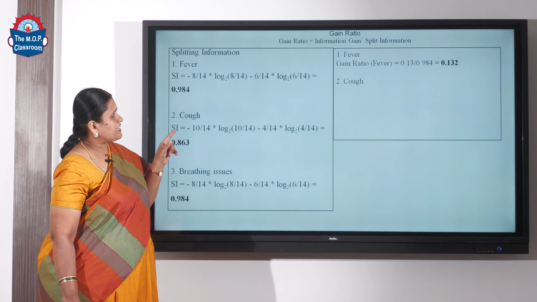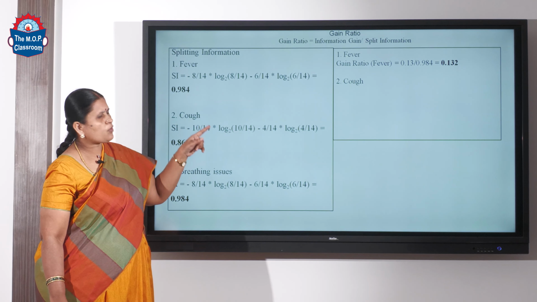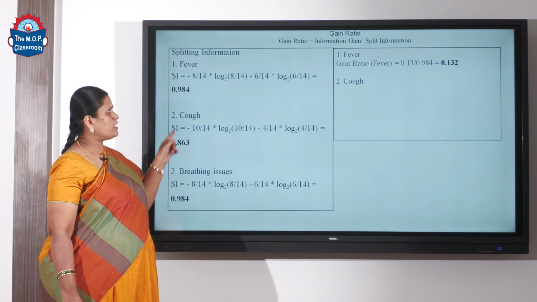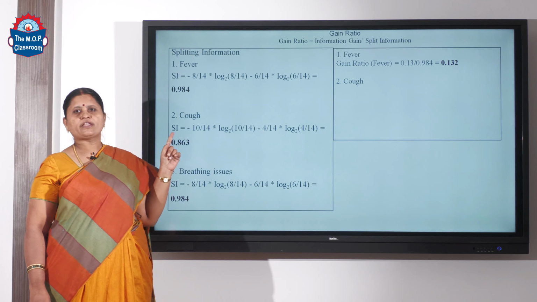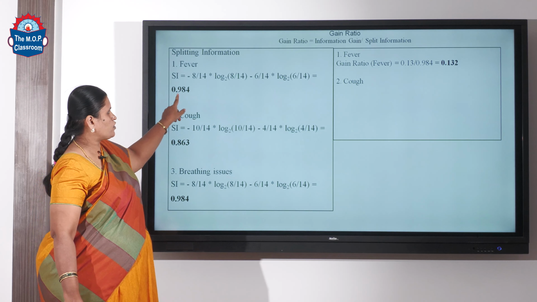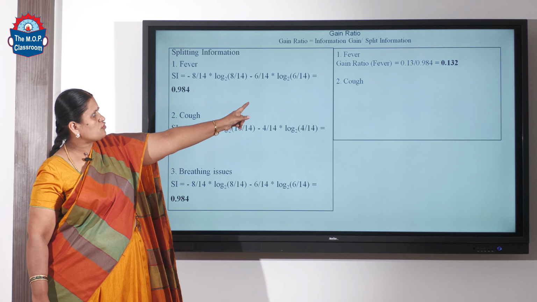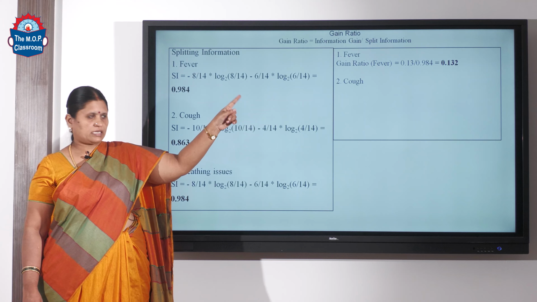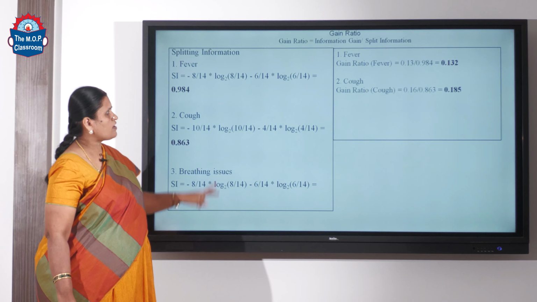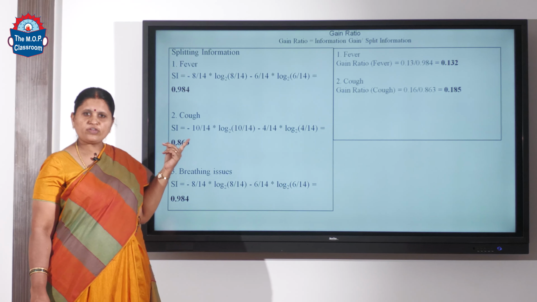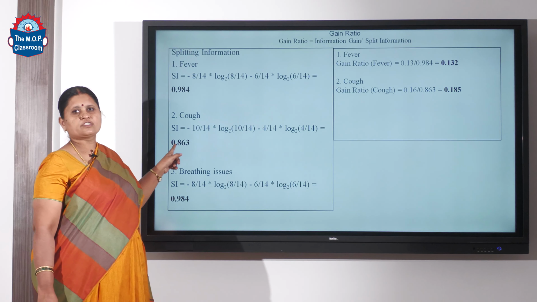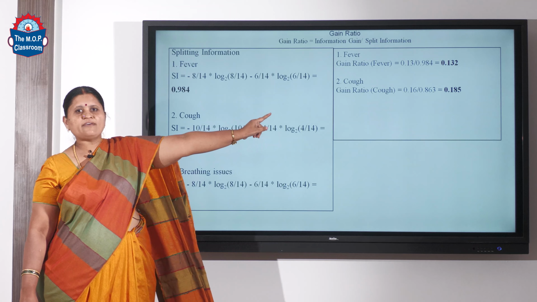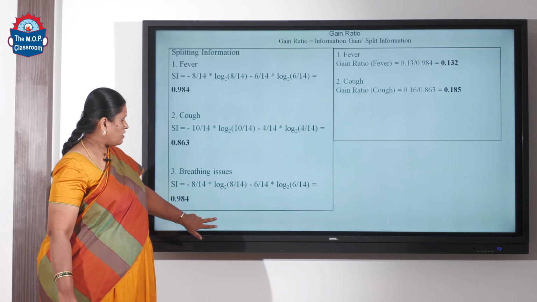Now we'll calculate the gain ratio for fever. It is 0.13 that we already found in information gain, divided by 0.984. So that is the value we got here. So the gain ratio for fever is 0.132. Next one is cough. The gain ratio is, we already know the information gain is 0.16 divided by this value 0.863. So we have 0.185.